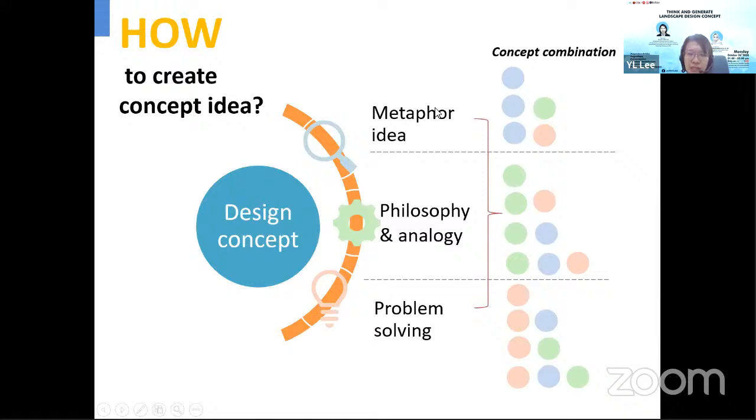Look at the metaphor here. Metaphor idea, later I will explain in the next slide. I try to show you that when doing a concept, we can do combinations. We don't show our lecturers a concept where I just want to do a metaphor and I don't care about other things.